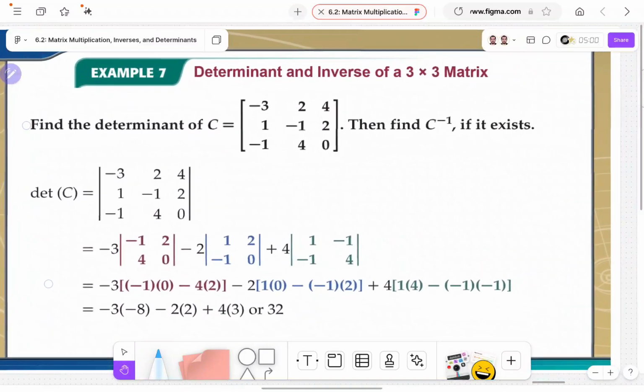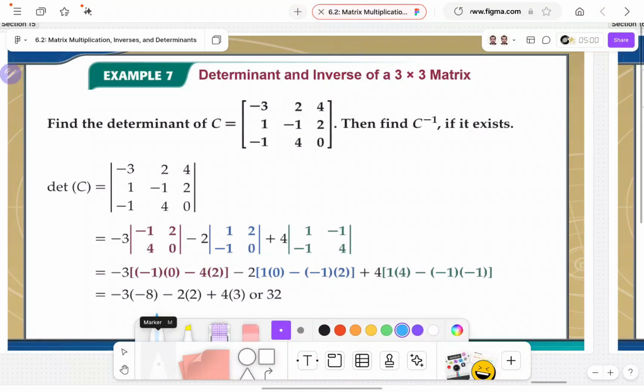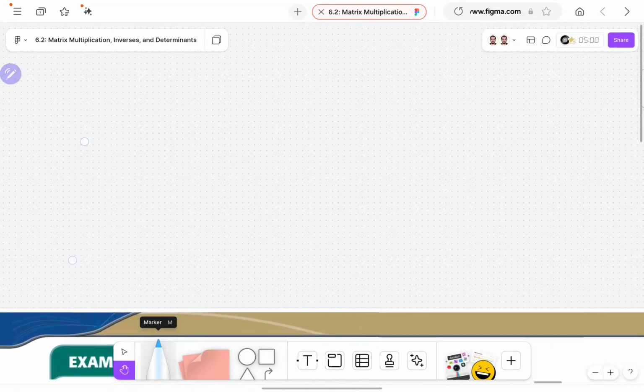Now, how can we find the determinant of a 3 by 3? To find the determinant of a 3 by 3, you just need to follow the rule. The rule says, let me write the rule for you here above.